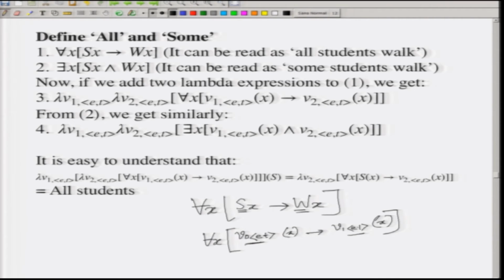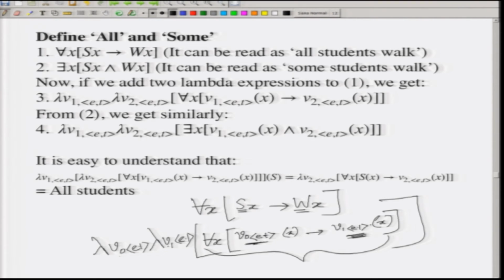So if this stands for, say, s here, we are comparing these two things. This is a general form, and we just add lambdas to it: lambda v0 (e to t) and lambda v1 (e to t). By doing that, what are we left with? Just the idea, because this predicate is gone and that predicate is gone, and x is bound. So this will be the meaning of all, because student is gone and walk is gone, so this is just all.